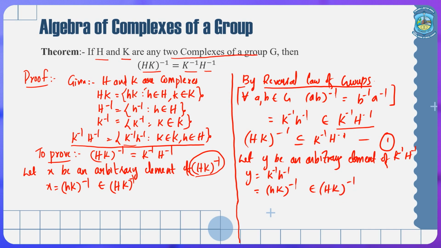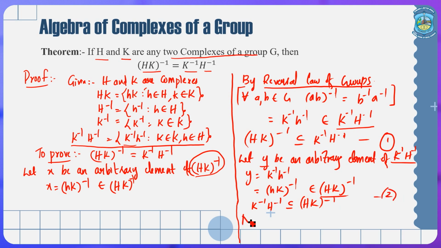So, now you see the element which you have taken from K⁻¹H⁻¹ is belonging to (HK)⁻¹. It means that K⁻¹H⁻¹ is a subset of (HK)⁻¹. This is equation number 2.